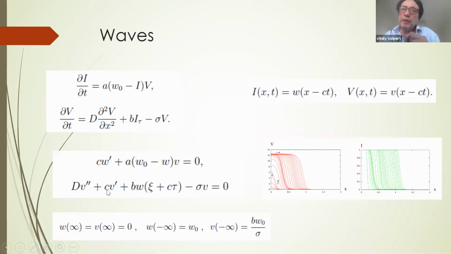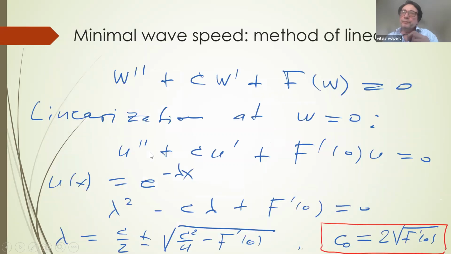Instead of, in fact, the space variable now is x minus ct, this variable is called xi. So here, instead of xi, we have xi plus c tau, where tau is the time delay, and some values at infinity. So we can now study the existence of solutions like that, and we can study the speed of propagation.